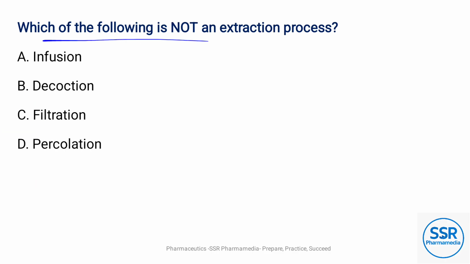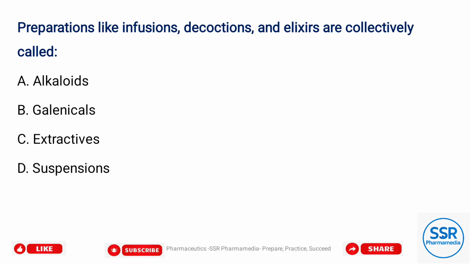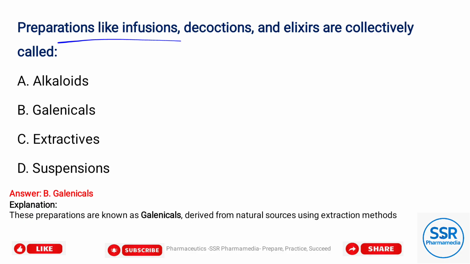Which of the following is not an extraction process? Option C, filtration. Preparations like infusions, decoctions, and elixirs are collectively called: option B, galenicals.